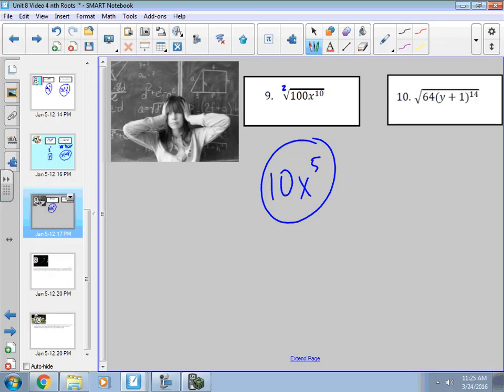And finally, number 10. This is kind of similar to that number 8 problem. Why don't you pause the video and see if you can get this one.